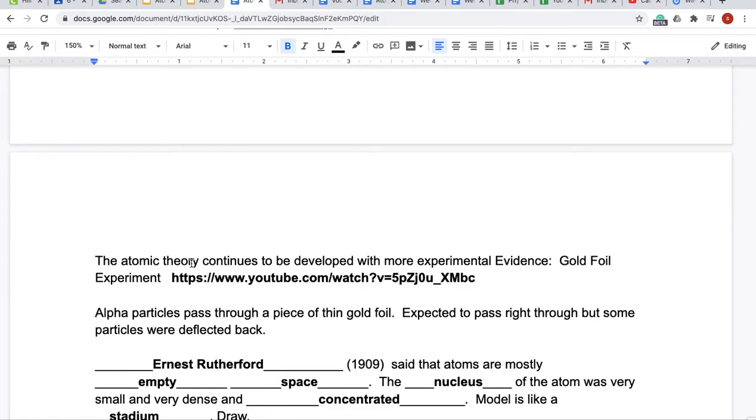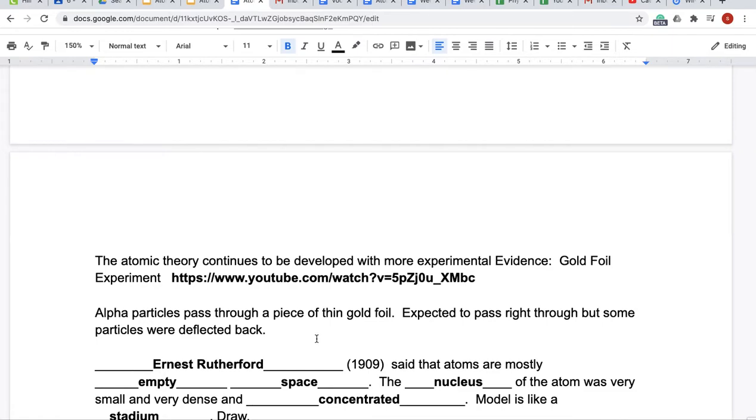evidence comes to light. So there was this experiment called the gold foil experiment that Ernest Rutherford did. And here's the link to the video, which I will put on Google Classroom so you can watch it. But basically what happens is there are these positive particles that get shot through basically a thin piece of gold foil.